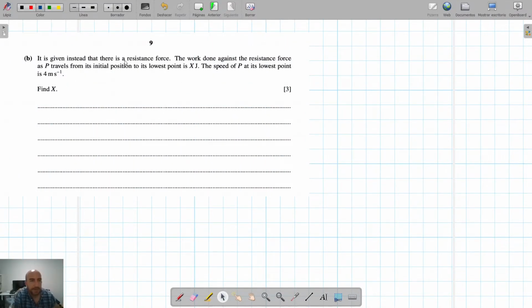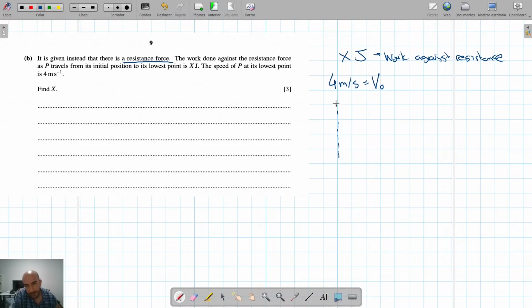So now the question says that there is a resistance force, and the work done against the resistance force as P travels is X in joules. Okay, so that's the work against the resistance. The speed of P at its lowest point, we know the speed at its lowest point, is 4 meters per second, and find X.